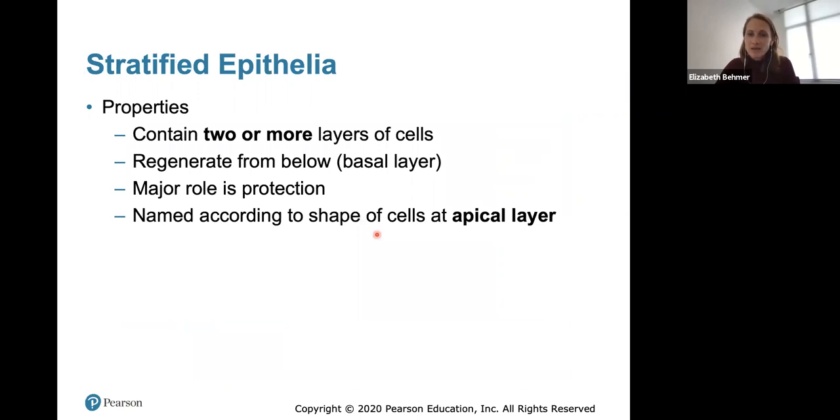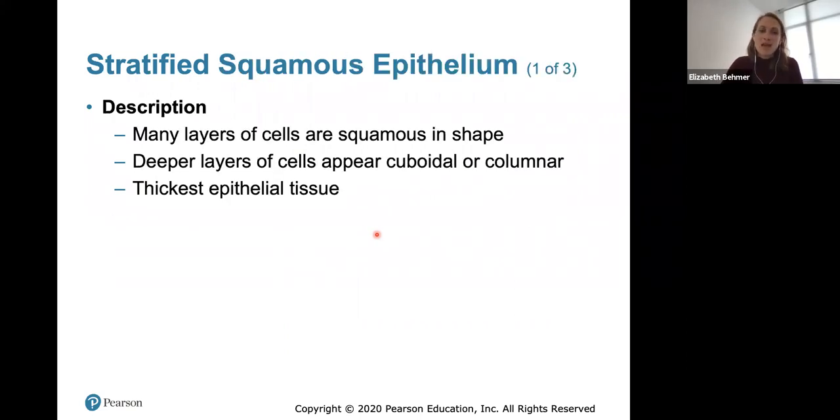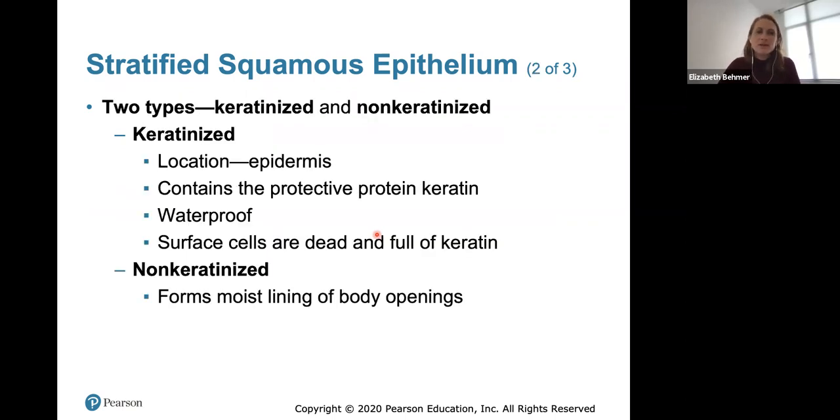Stratified then, epithelia have two or more layers. They will regenerate from below. The major role is protection, and they're always named according to the shape of their cells at the apical layer. A description is many layers of the cells are squamous in shape. So we're looking at stratified squamous, many layers of flat squamous shaped cells. The deeper layers of cells appear cuboidal or columnar, and this is the thickest type of epithelial.